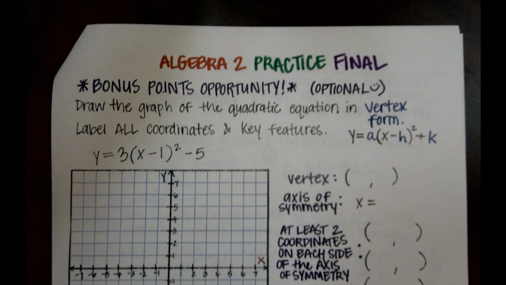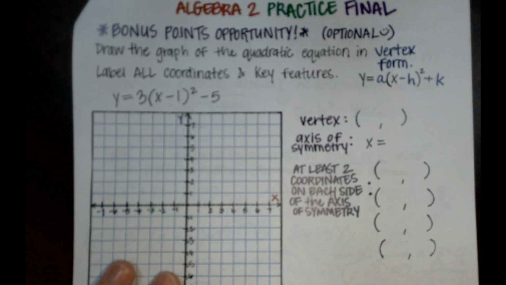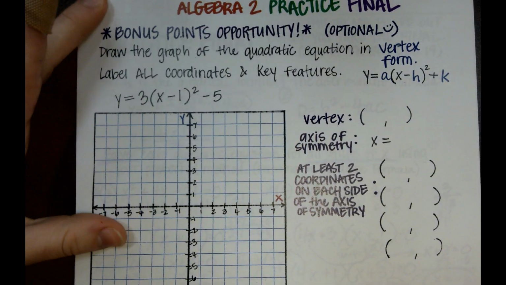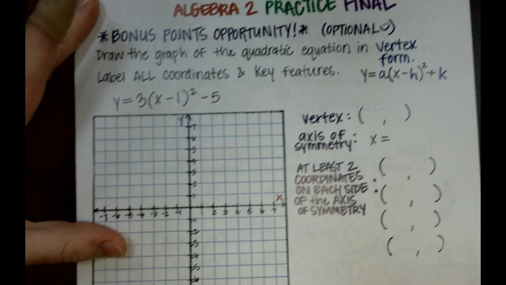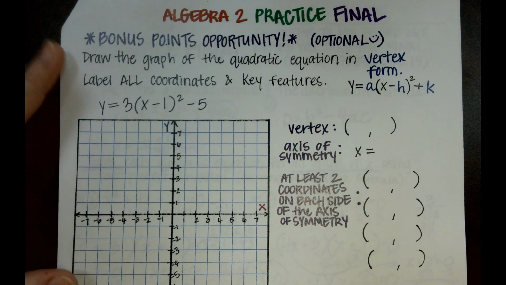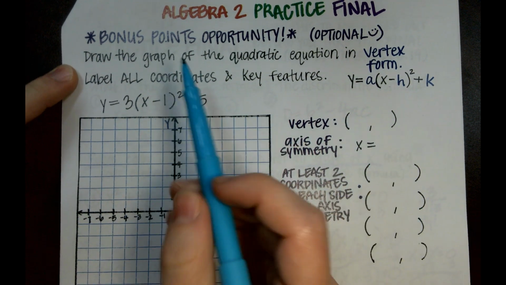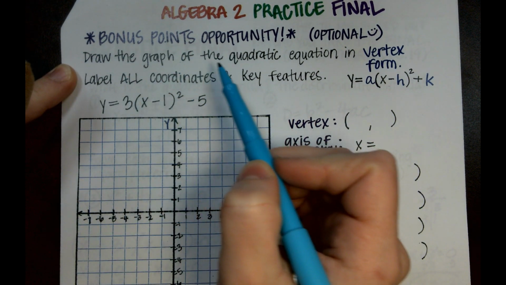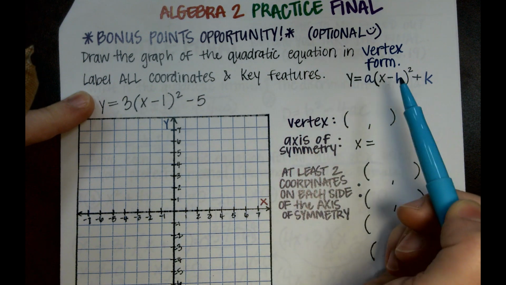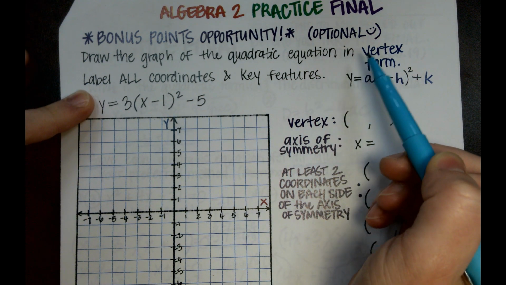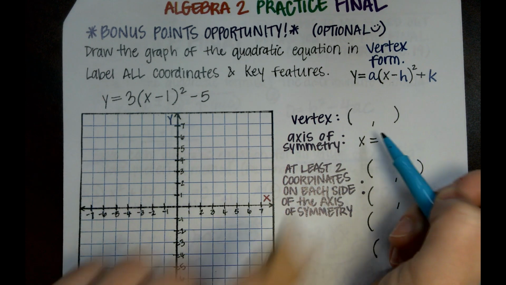Okay, let's look at the bonus now. This is something we have not done together, but when we break it down, it's not so bad. For our bonus opportunity, first of all, this is optional. You don't have to do it. If you're done by the time you get here, you can be done. But it's not so bad. So we are going to be drawing the graph of the quadratic equation right here. And this is in a form that we haven't looked at together. It's called vertex form.